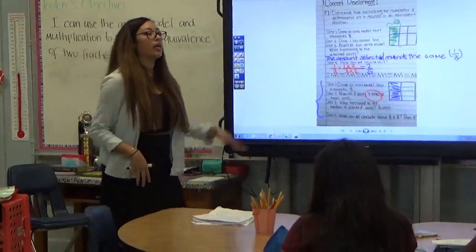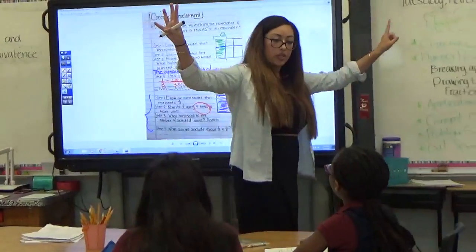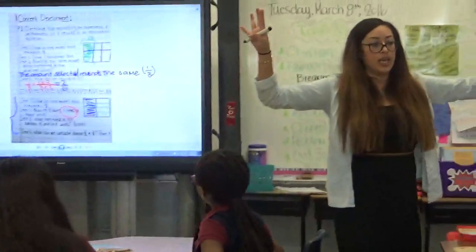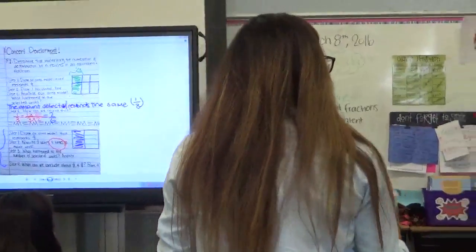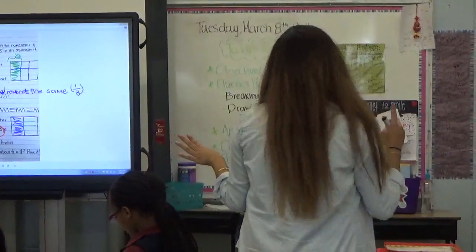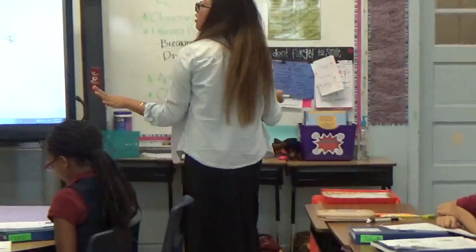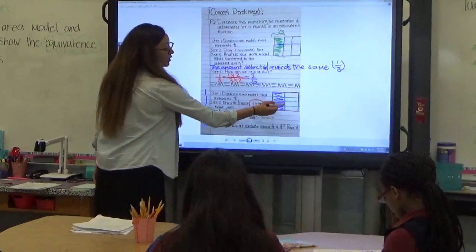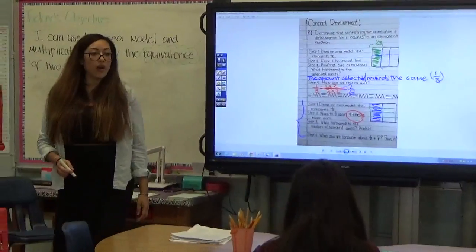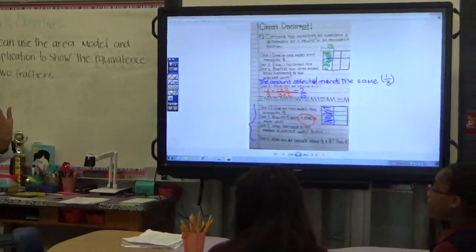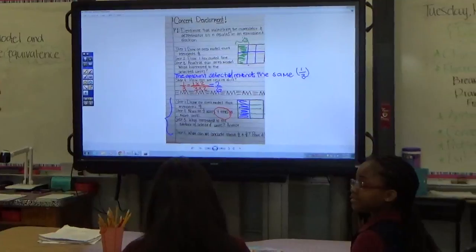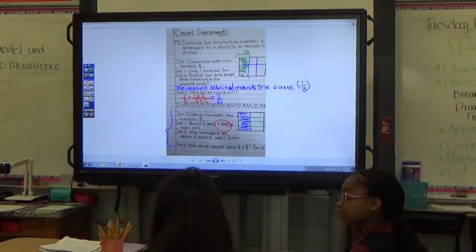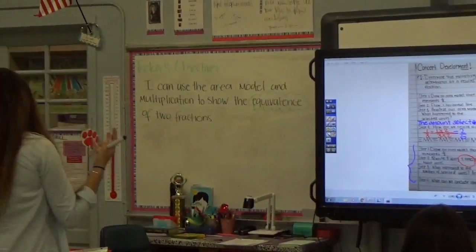Because it's already shaded. So I started with 1 unit and I ended up with how many units? 4 units. And did I make the units bigger or did I make them smaller? Smaller. So can I still say that 4 units are equivalent to the 1 unit that I had shaded in? Yes! Okay. I can see that the area that I had is still the same. This is why it's called an area model. Because I'm looking at the area that I started with, and the area that I ended up with. And is the area the same?